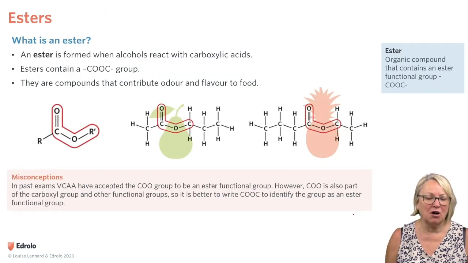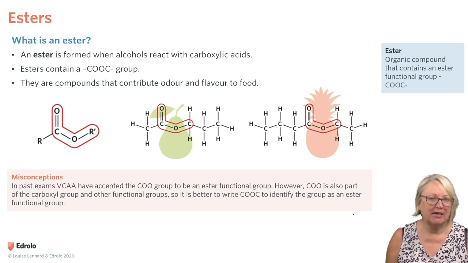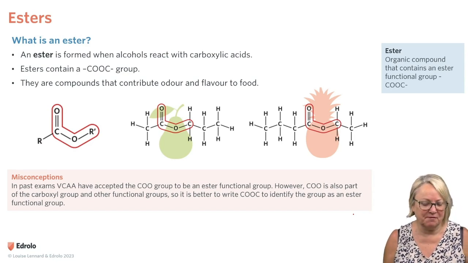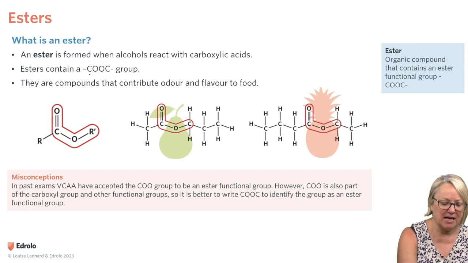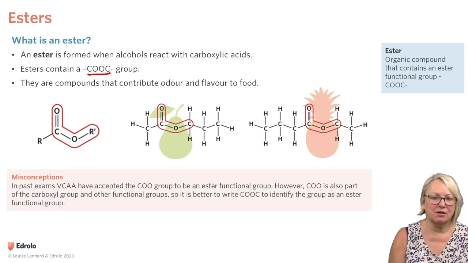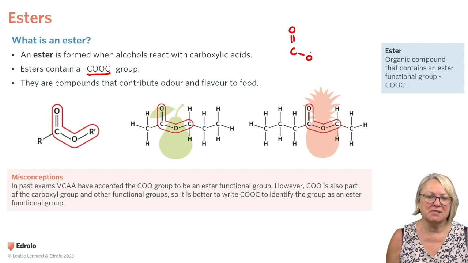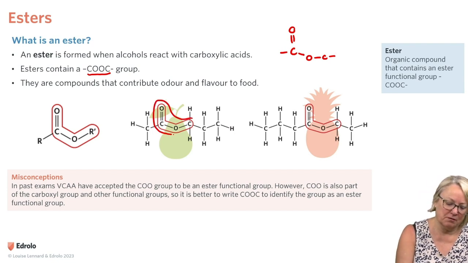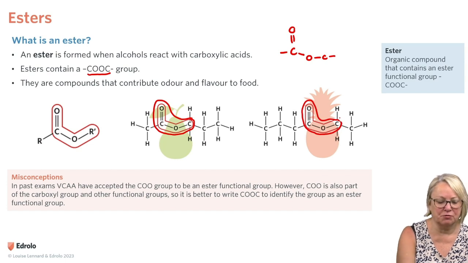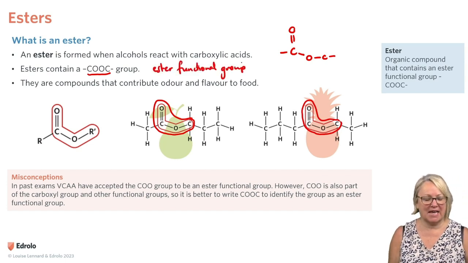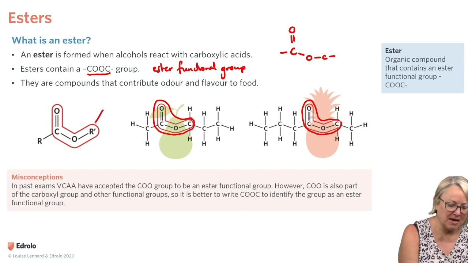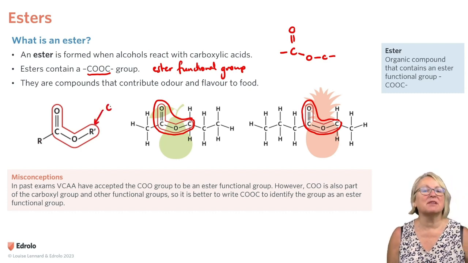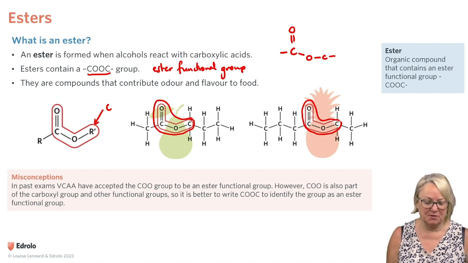Esters form when alcohols react with carboxylic acids, and many esters have fruity type flavours that contribute odour and flavour to food. Now, esters contain a C double bond O, and then the carbon with a single bond to another oxygen, and then a carbon. So it's this COO group. This is the ester functional group, and we'll look at how to name esters in the next lesson. So this R here is actually the carbon that's attached to the rest of the molecule.